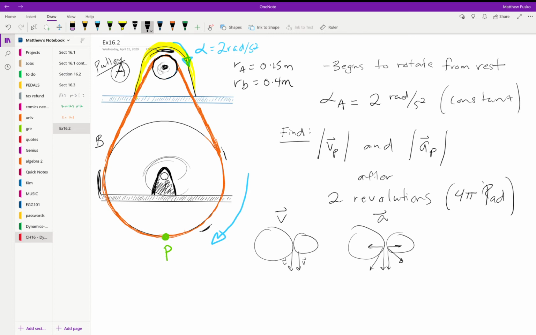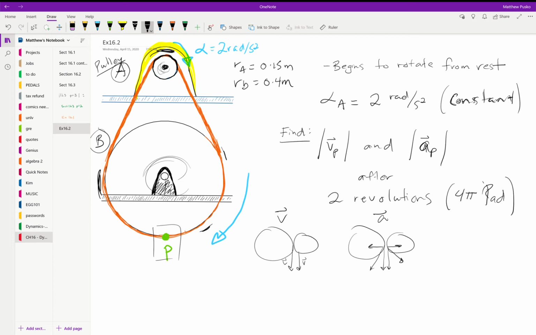Okay, so we know radius A, this is A over here. We know radius B, 0.4 meters. It says it rotates from rest, and it is a constant, so we're going to use constant acceleration formulas. Angular acceleration of 2 radians per second squared. Find the magnitude of the velocity and the acceleration, not angular acceleration, regular acceleration of this point P right here.